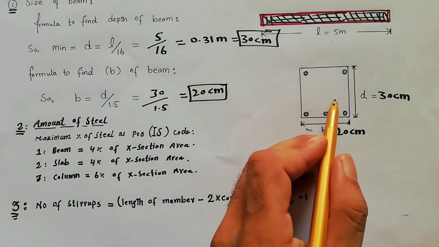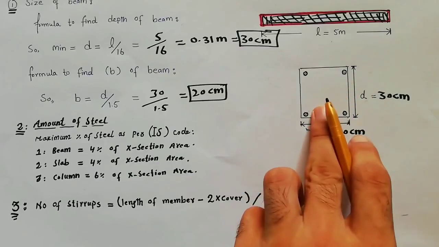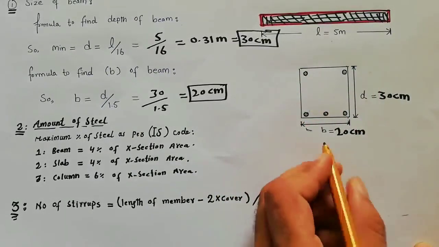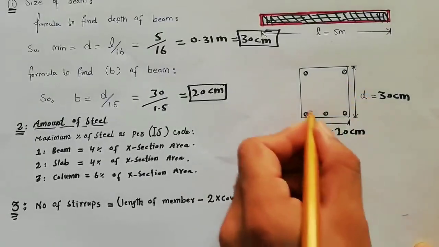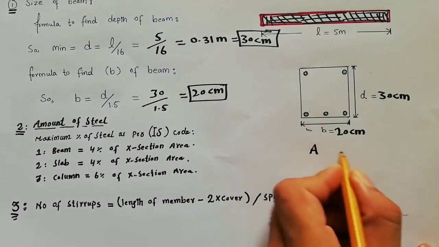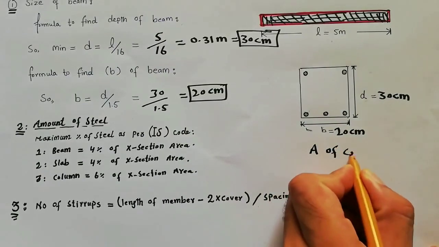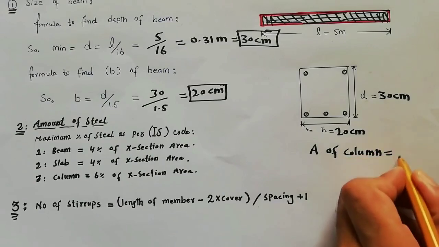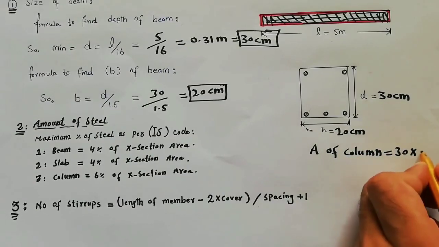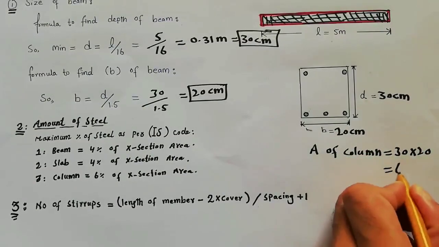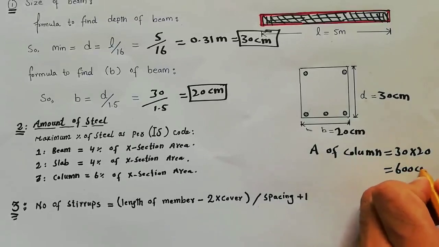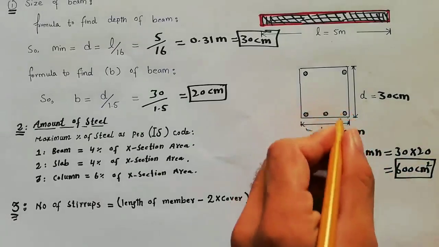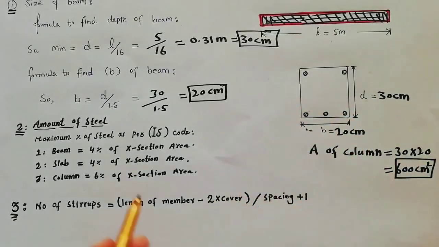So we have to find amount of steel for this beam. So already area of the beam, which is 30 multiply 20. So it will come 600 centimeter square. This is area of this beam, right?